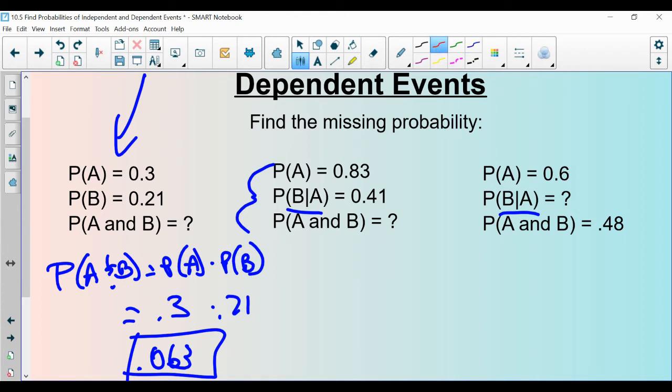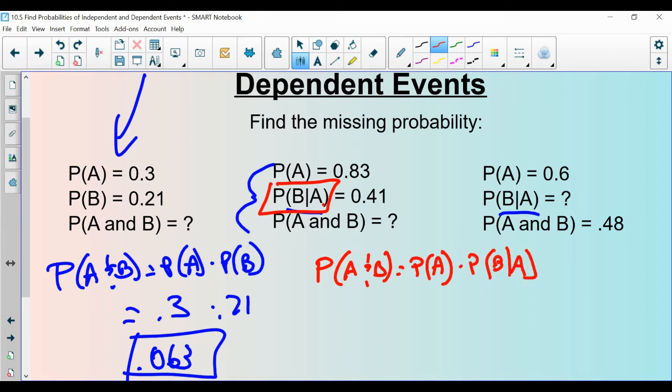Like I said, the second example is going to be a dependent event. It doesn't explicitly say it, but we know because it's using this notation that it is a dependent event. The probability of A and B is equal to the probability of A times the probability of B given A. So I'm going to fill this in. We know the probability of B given A is 0.41 and the probability of A is 0.83. We're just going to multiply those two things to arrive at our answer. 0.83 times 0.41 is 0.34.